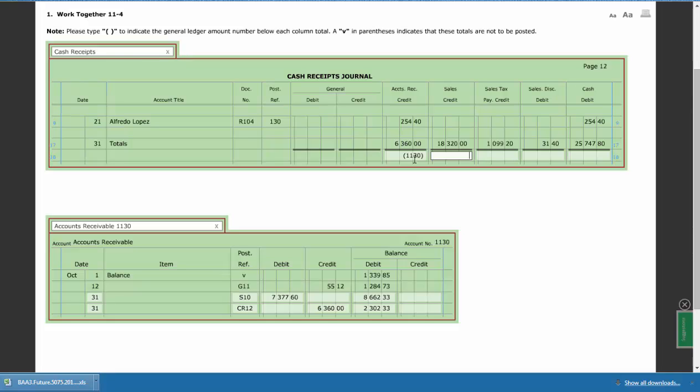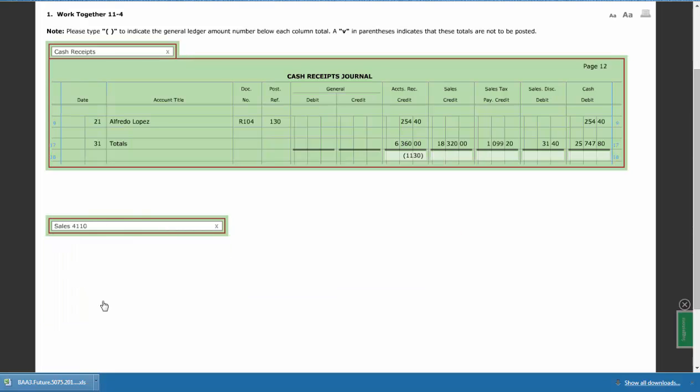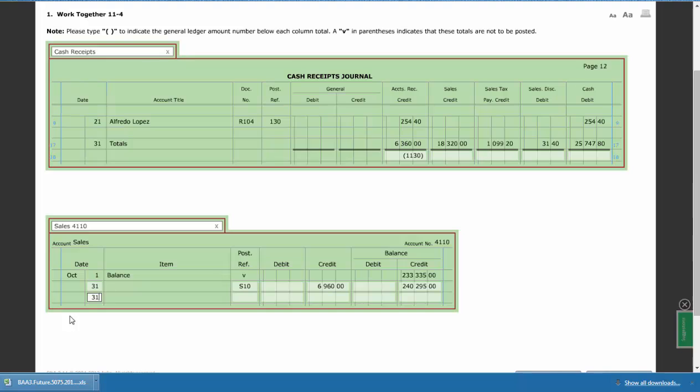After we post to accounts receivable, my next column that I'm going to post to is going to be sales. Sales is a revenue account. Revenue accounts have a credit normal balance. The date is the 31st. Post reference is going to be CR12. Sales is being credited $18,320. Already has a credit balance. I'm going to add those two numbers together, $240,295 plus the $18,320. When I do the math, I got $258,615.